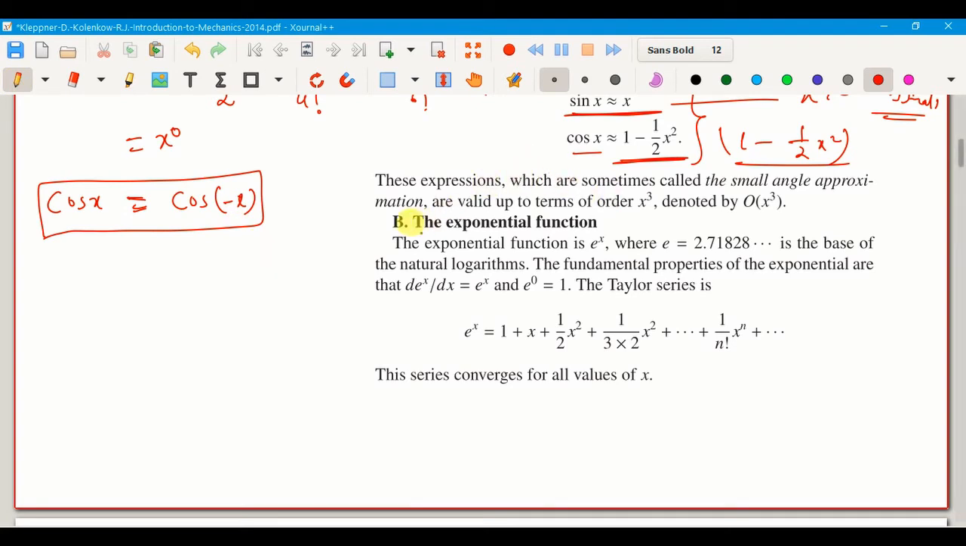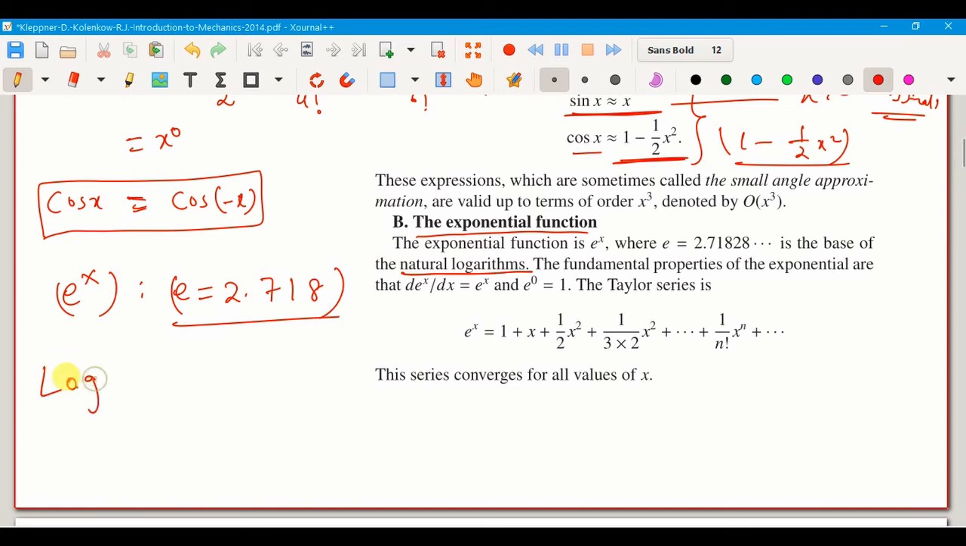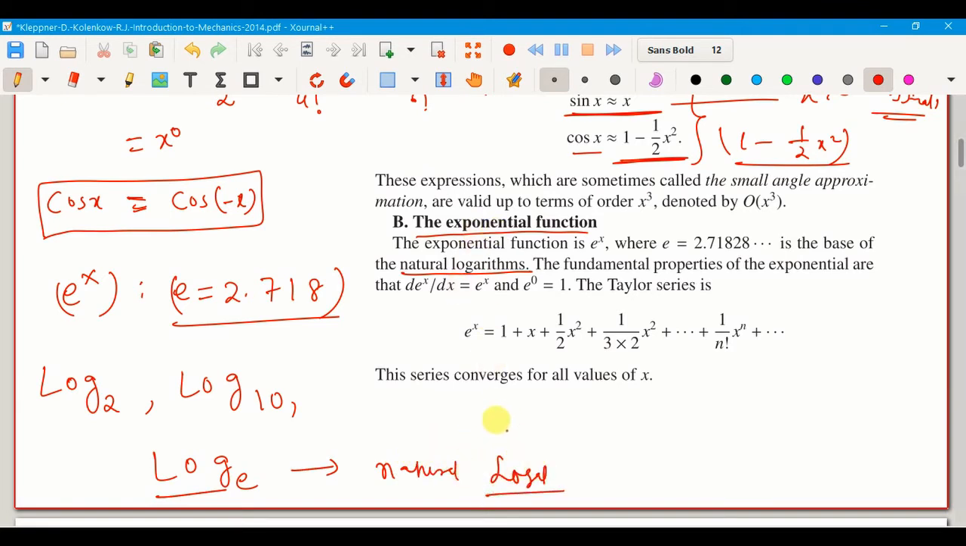Now one more thing is very interesting: exponential functions. Exponential function is e to the power x, and e has a very specific value, 2.718. It is the base of the natural logarithm. What is log? First of all, some logs have base 2, some have base 10, and some have base e. Log of base e, we call natural log or natural logarithm. The fundamental property, for example, is that log e will always give you 1, just like log 10 with base 10 is equal to 1, and log 2 with base 2 is equal to 1. So log of e with base e is equal to 1.